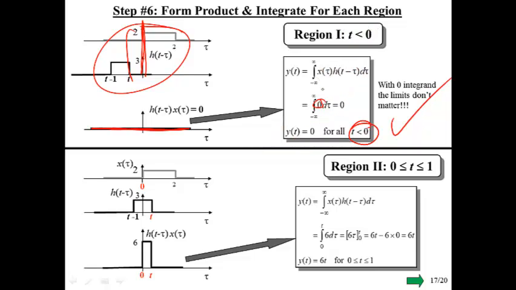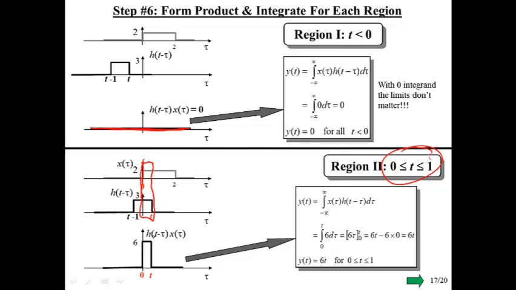Region 2, remember, was for the case of 0 to 1. And so in that case, this edge is inside, but this edge is outside. So when I form the product, it's just going to be these parts interacting. So for this example, when I form that product, I get this little rectangular pulse. Its height is equal to 6. That's just 2 times 3. And where does it exist? It exists from 0, which comes from here, out to t, which comes from that edge. So that's the thing that I need to integrate.